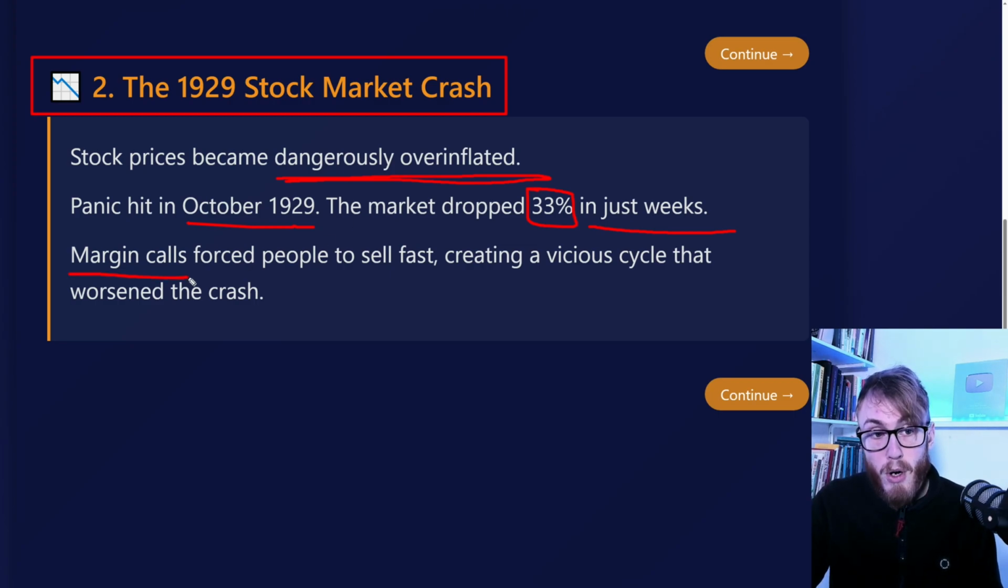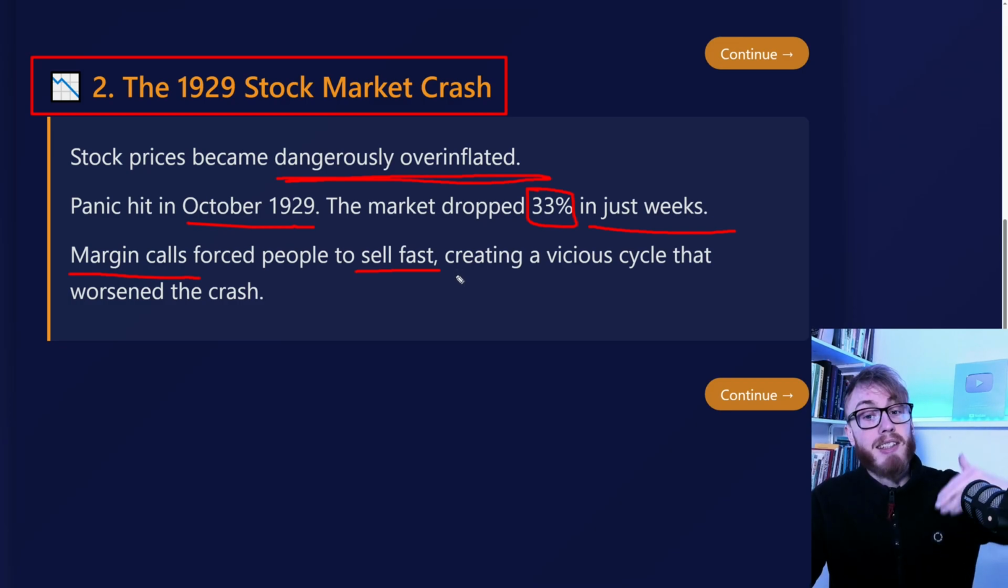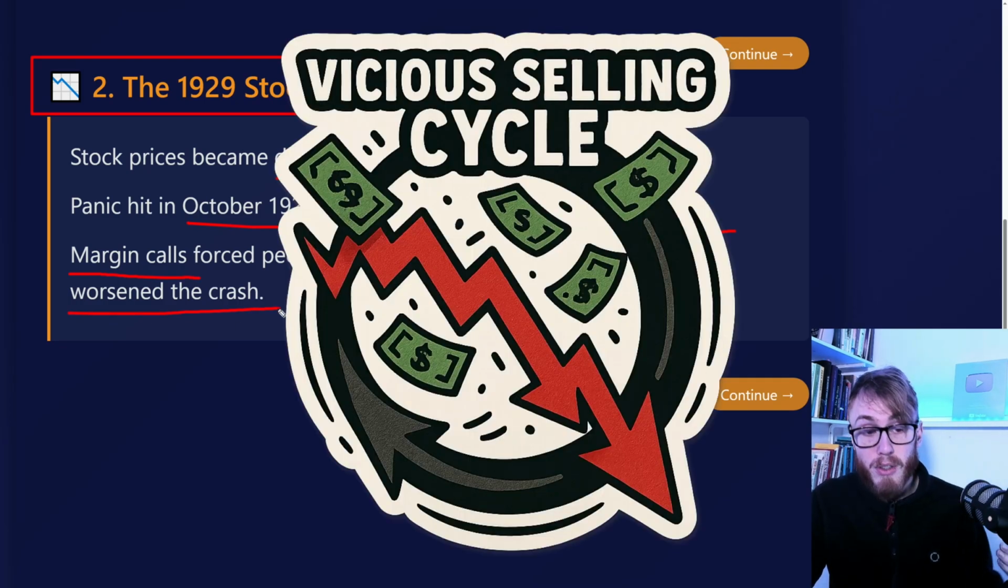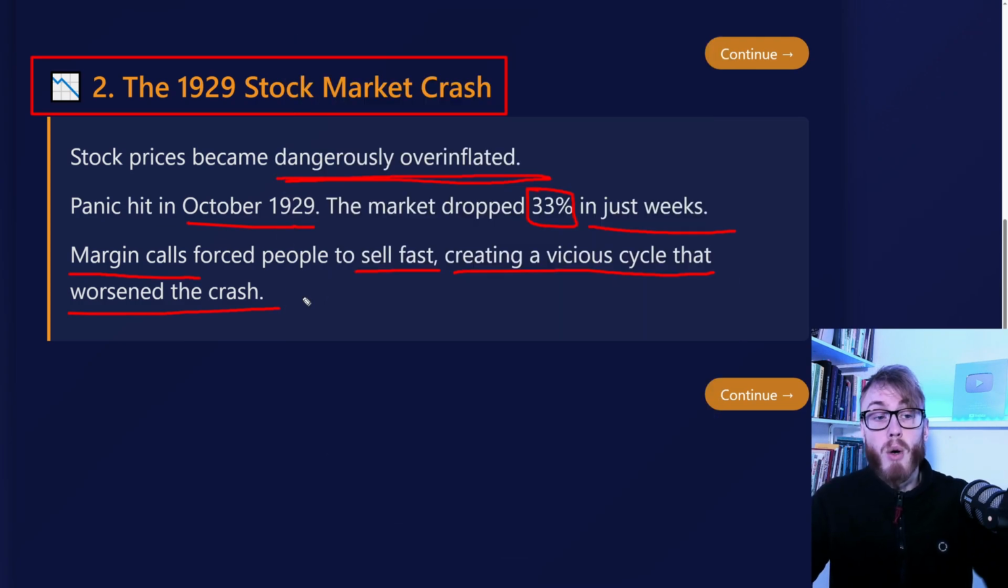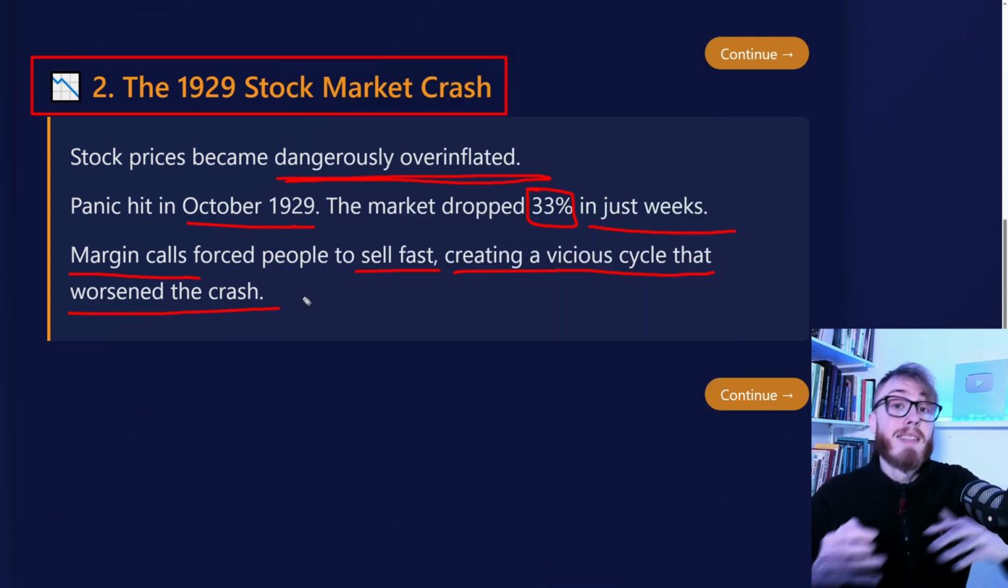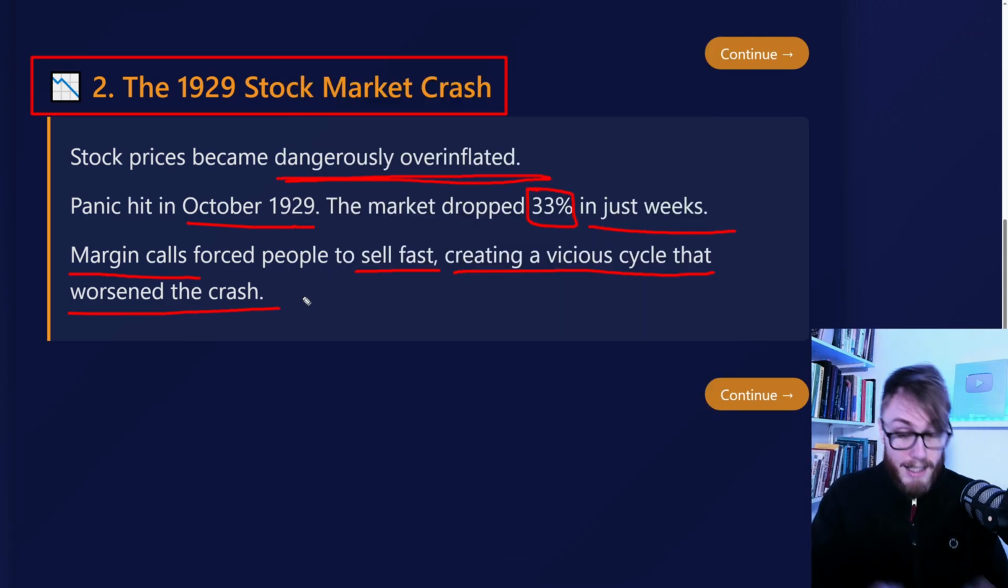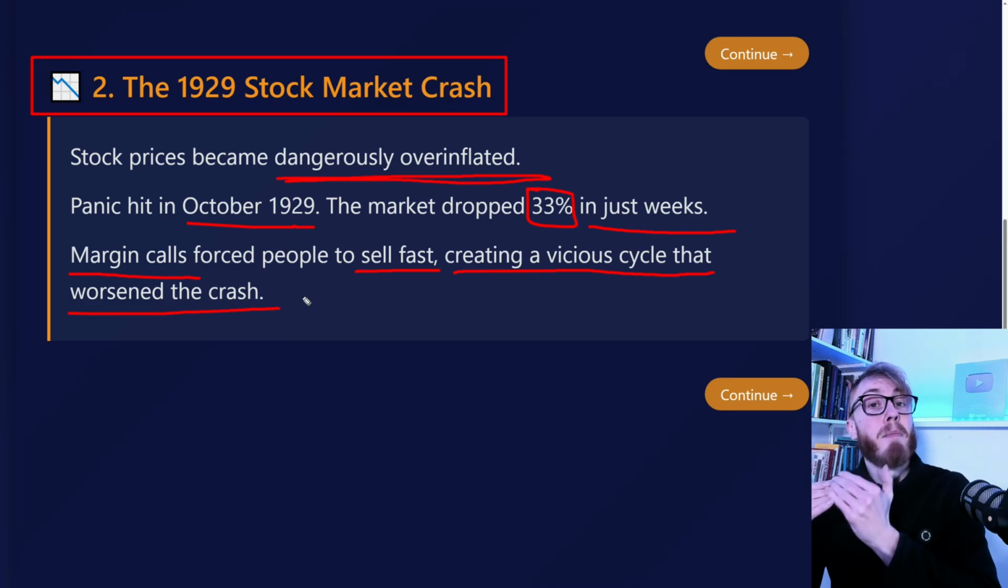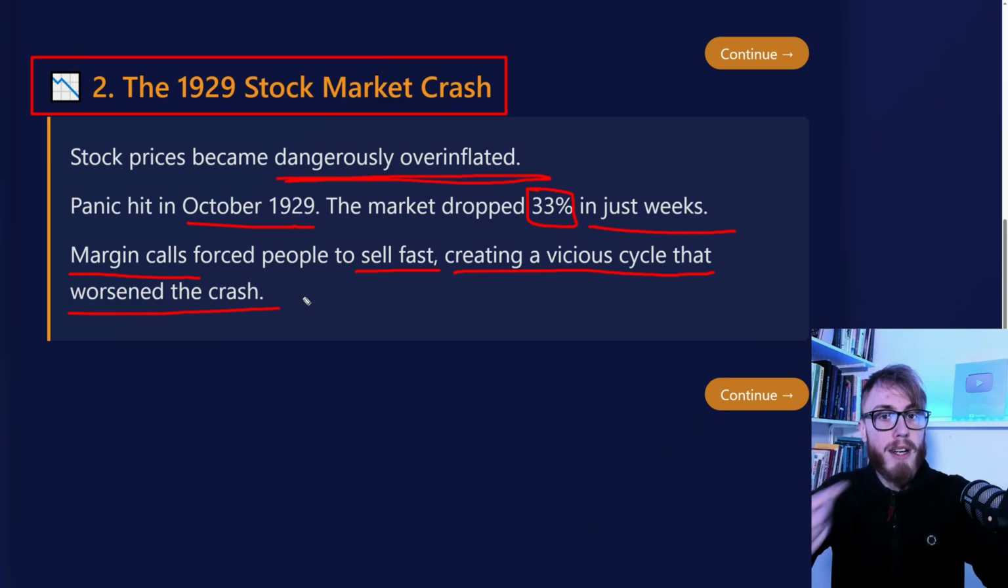And here, margin calls forced people to sell fast, and this created a vicious cycle that made the crash worse. So when people are forced to sell, this can lead to even more panic, which is forcing even more people to sell, and so on.